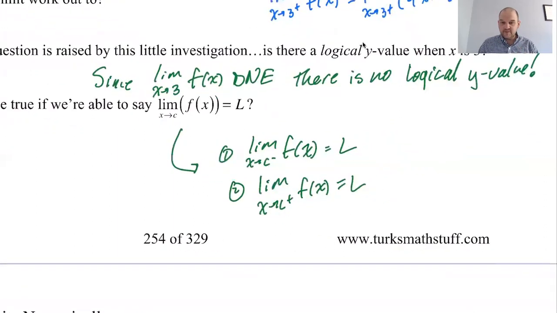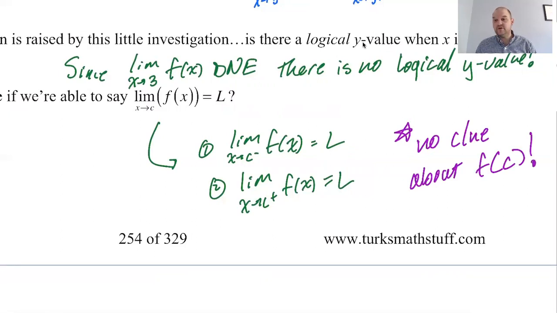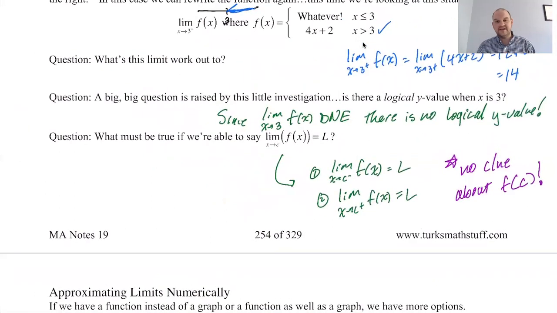The one thing to keep in mind is that, let's use a different color here. We have no clue. That's not very clear. No clue about f of c. We just don't know. Maybe it exists, maybe it doesn't exist. Maybe it exists and it's equal to L. Maybe it exists and it's equal to something else. We have no idea. Limits don't tell you values of functions. It's hard to get that into your head, but you gotta remember that. A limit is not telling you the value of the function.